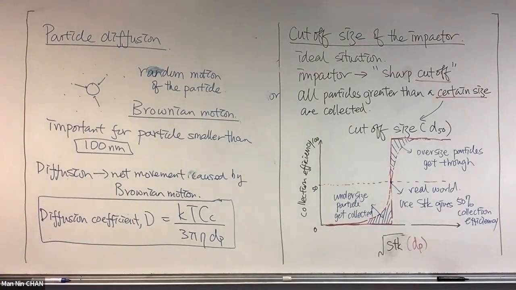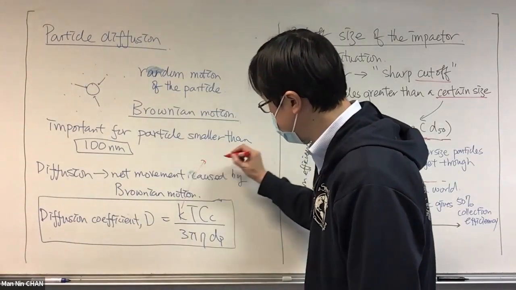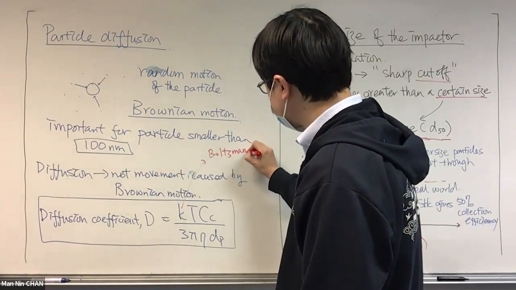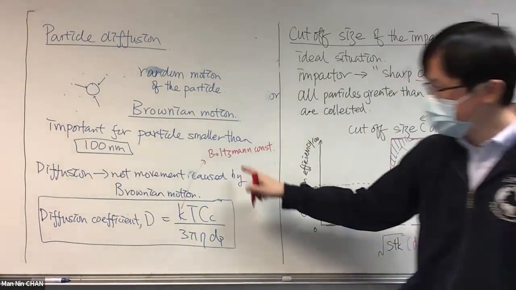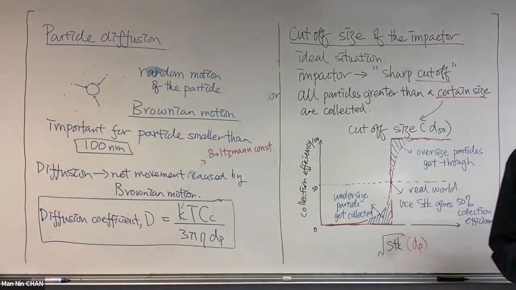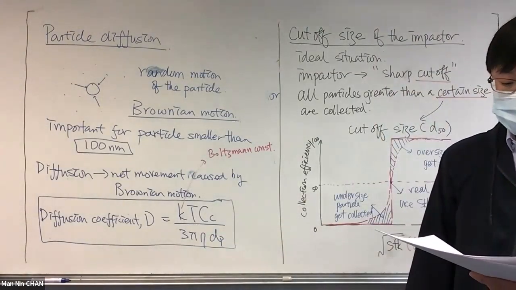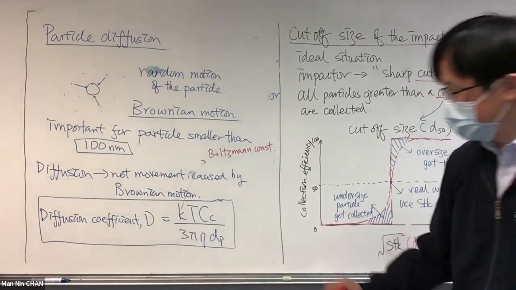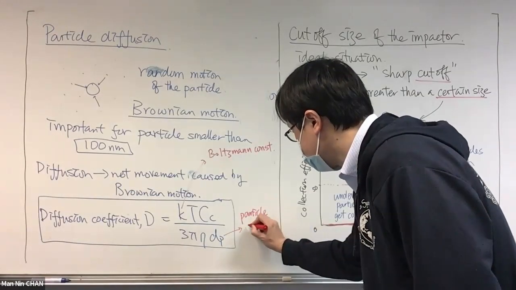So k is the Boltzmann constant, the small k here. Let me write it down just here so you can see. This small k is called the Boltzmann's constant. And then T is the temperature. Cc, now you know, is the Cunningham correction factor. And this is zeta, which is the viscosity of your fluid. And then dP is the diameter of your particle. More important, let me highlight it: this is your particle diameter.